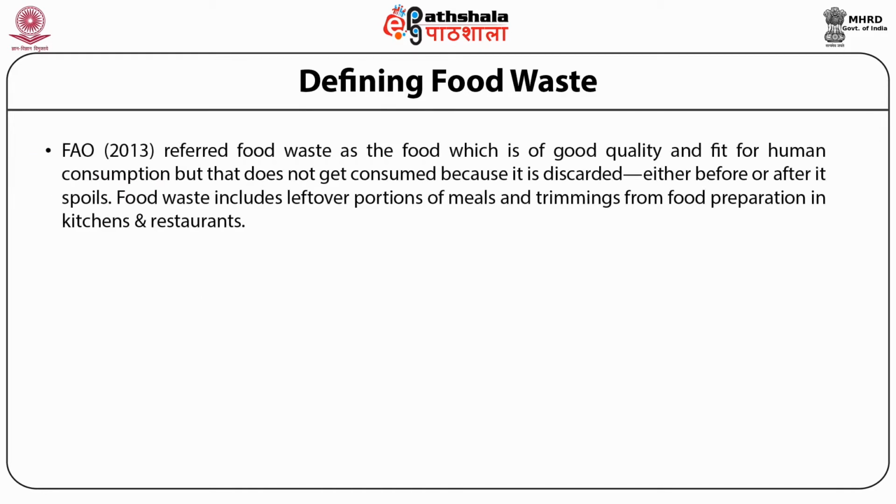FAO in 2013 referred food waste as the food which is of good quality and fit for human consumption but that does not get consumed because it is discarded either before or after it spoils. As of 2013, half of all food is wasted worldwide. Loss and wastage occurs at all stages of the food supply chain or value chain. In low income countries, most loss occurs during production, while in developed countries, much food, about 100 kilograms per person per year, is wasted at the consumption stage.